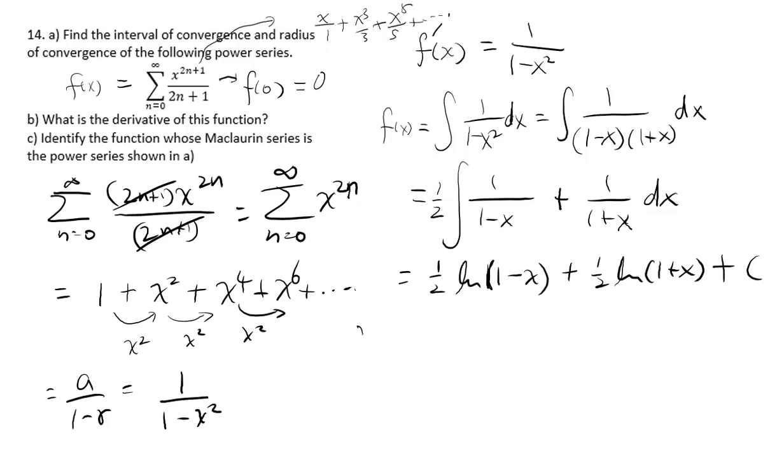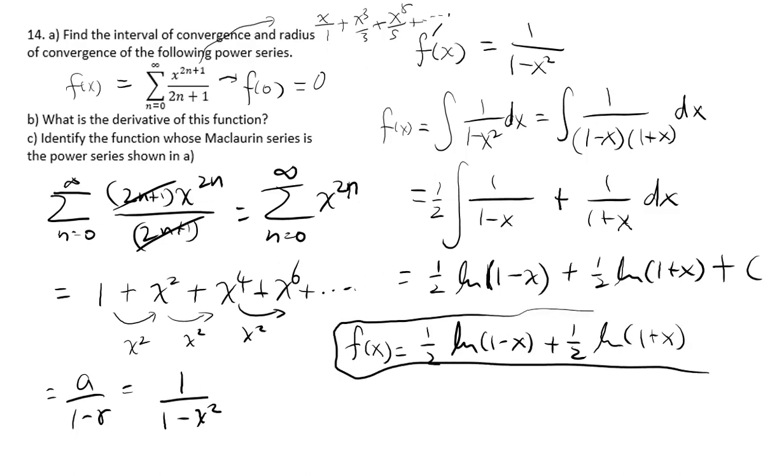So we see that f of x satisfies all the conditions, the fact that the derivative should be equal to 1 over 1 minus x squared, and the fact that f of 0 should be 0, if we let c equal to 0. So that's the answer for c. Okay, and then this one right here, this is the answer for b.